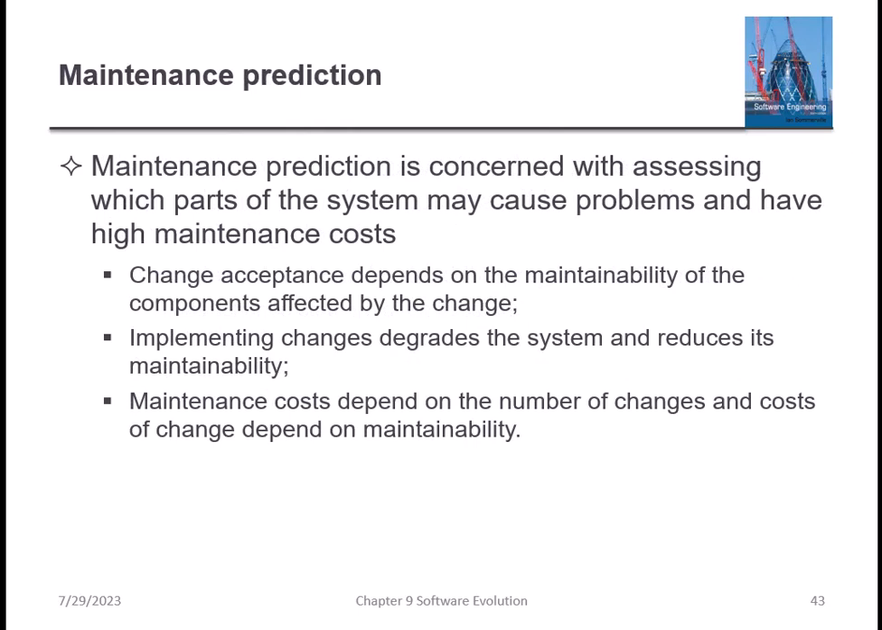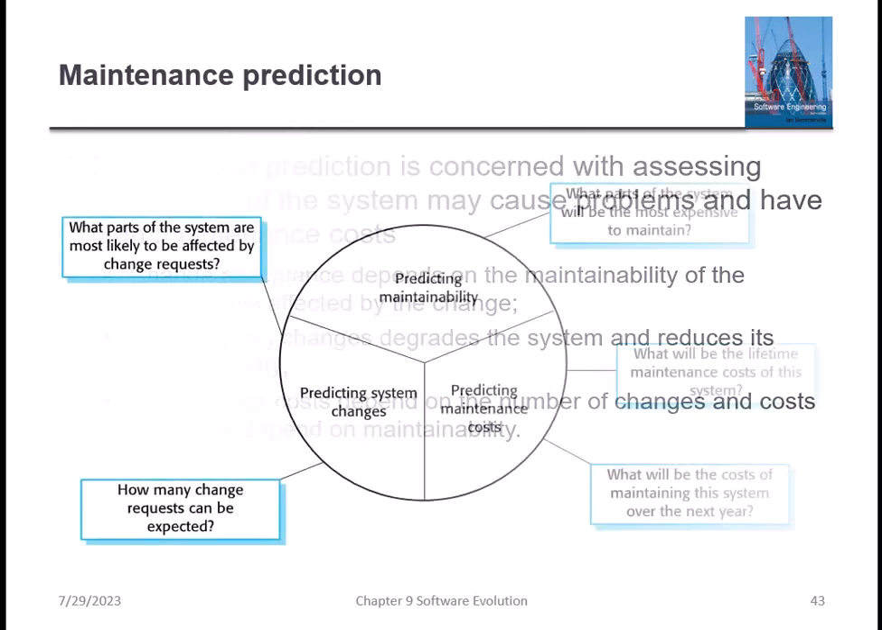Now discuss maintenance prediction. How to predict maintenance. So maintenance prediction is concerned with assessing and evaluating which parts of the system may cause problems and have high maintenance cost. Change acceptance depends on the maintainability of the components affected by the change. So it is directly proportional to the nature of the components. Implementing changes degrades the system and reduces its maintainability. Maintenance cost depends on the number of changes, and the cost of the change depends on the maintainability.